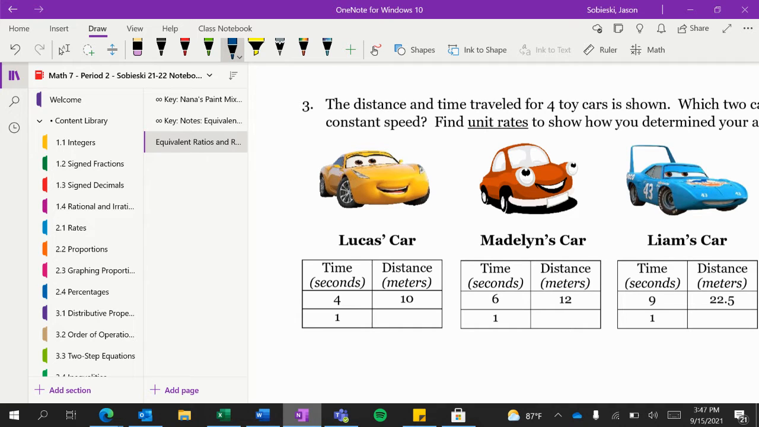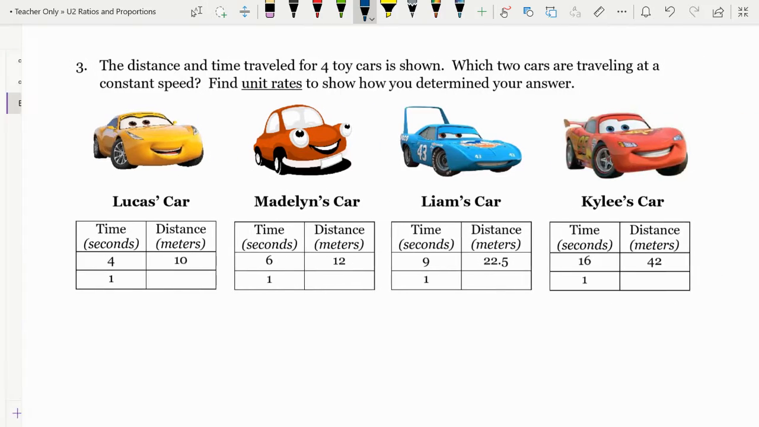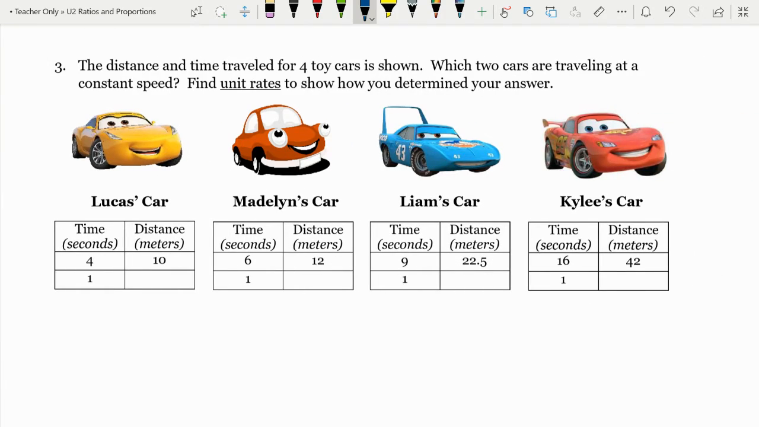We are going to take a quick minute or two in this video to go over example 3 from the equivalent ratios and rates practice. So our goal is to look at the 4 toy cars that are shown, and we want to figure out which 2 of these cars are traveling at the same constant speed. So which 2 cars are traveling at the same constant speed?